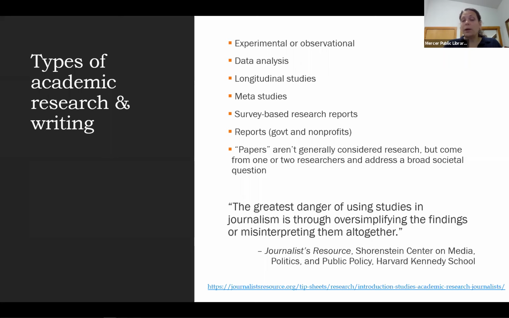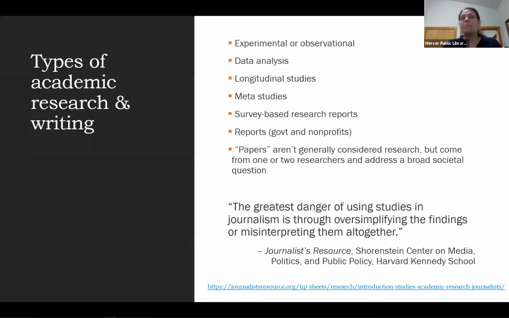Reports are another thing that journalists look to a lot. These would be things that are written by government committees or maybe nonprofits. They examine an issue from a certain point of view, so they're not always completely unbiased, but that's not a bad thing in all cases. It's just, again, important to understand where those reports are coming from, how they might have been funded, and what their ultimate goal of writing the report was.